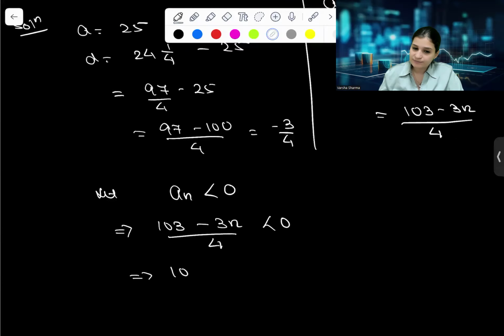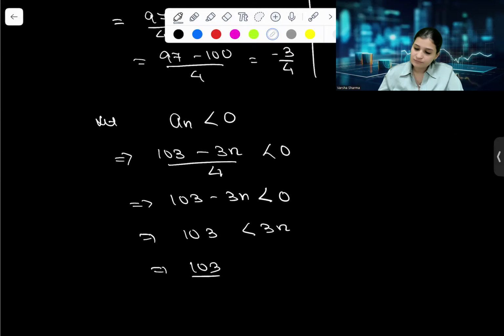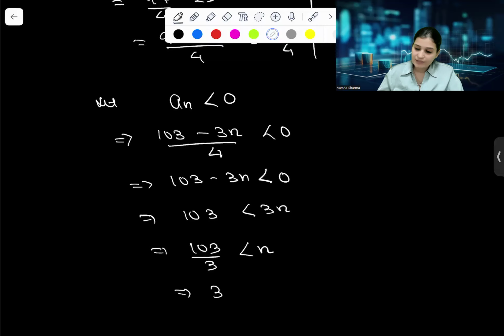Sending 4 to the other side. Less than 0 into 4, 0. 103 should be smaller than 3n. Dividing by 3. N should be greater than this. So 3 3s are 9, 4 3s are 12, 34 and 1 by 3. So n, number of terms, which always takes natural values, should be greater than 34 1/3. So it should be more than 34 point something. So if n is greater than 34 point something, then you will get negative numbers.